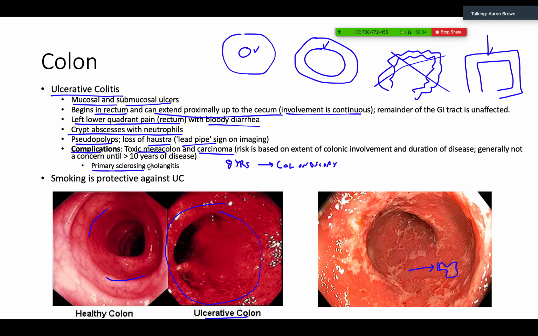Ulcerative colitis is associated with primary sclerosing cholangitis, which is a form of liver failure. I'm writing LF for liver failure, and cirrhosis. And so that's another thing we need to keep an eye out for. And one sort of random thing is smoking is actually protective against ulcerative colitis. Not that you should tell all your patients with this disease to go smoke, but just a strange thing about it that they'd like you to know. Okay?